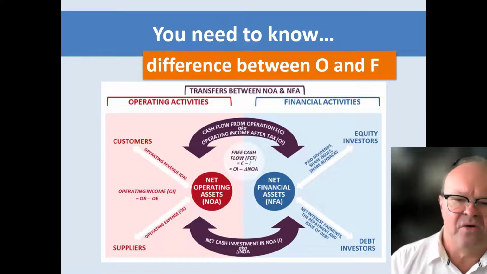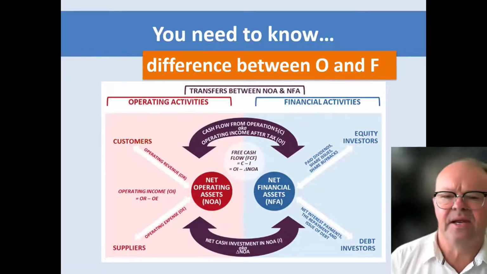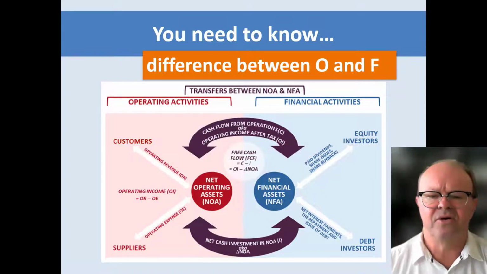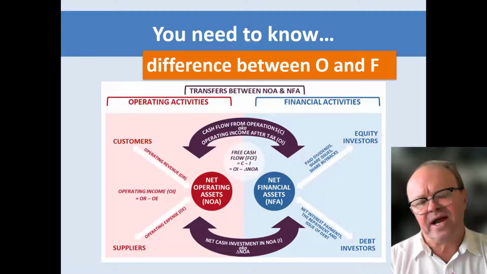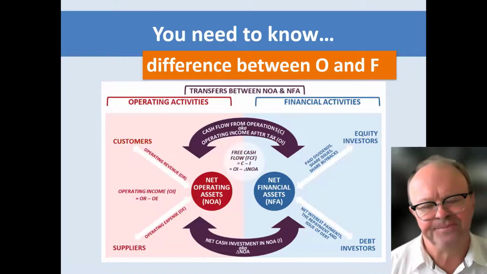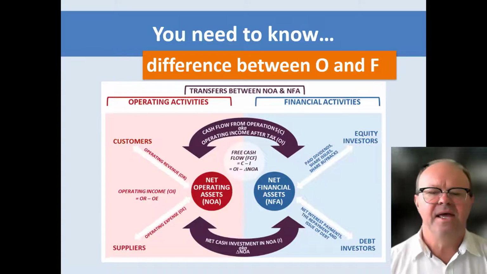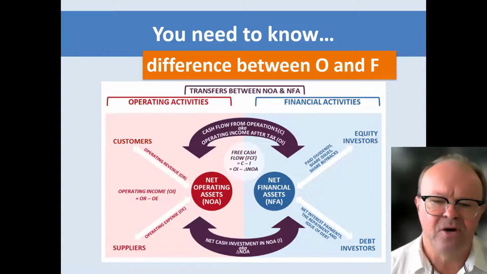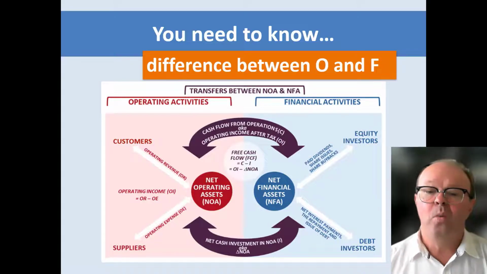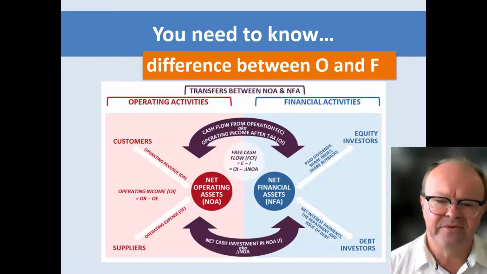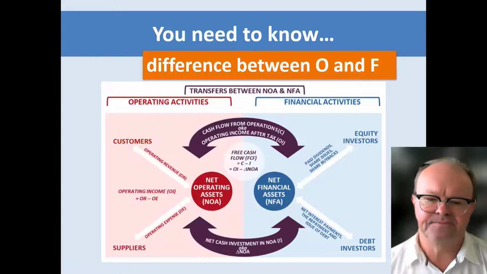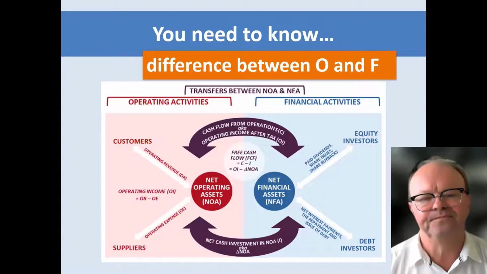The free cash flow, so you've got the cash flow from operations and the net cash investment in net operating assets, or operating cash income after tax and the change in net operating assets. And that interaction together is called your free cash flow. Your free cash flow equals your cash flow from operations less your net cash investment in net operating assets, C minus I, which equals operating income after tax, operating income OI, minus your change in net operating assets. And that's in that little circle in the middle.